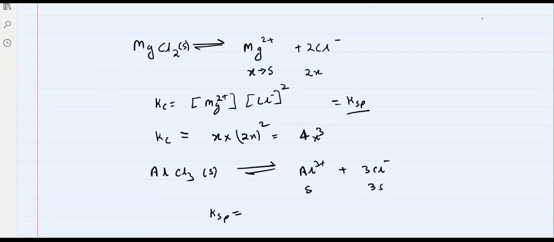Yes, very good, Koshi. Very good, Jasharan. Everyone should say, step by step. Concentration of Al3+ into concentration of Cl- cubed, which is equal to S into (3S) cubed, which is 27 S to the power 4. Easy enough? Everyone is getting this concept. See, any concept is easy or hard depending on how you understand it. So this was the concept.